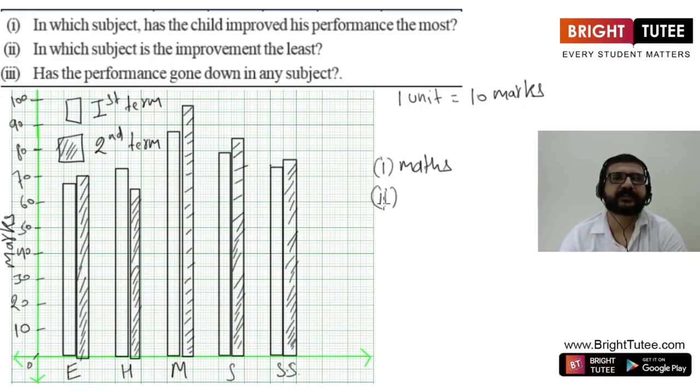And the second question is, in which subject is the improvement the least? Now as we can see, the difference between the heights of the non-shaded bar and the shaded bar is minimum in social science. So it will be social science.